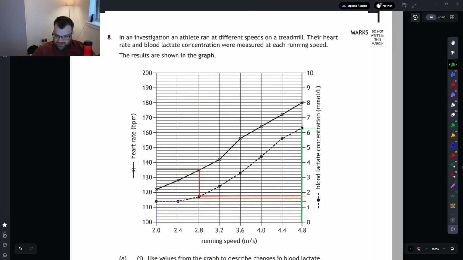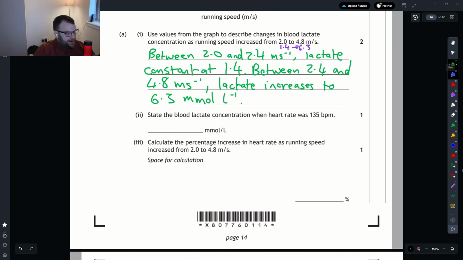So it would be 1.2, 0.4, 0.6. It's halfway between 0.6 and 0.8, I should say. It is 0.7, so 1.7. That's what I'm trying to waffle on about. 1.7 millimoles per litre.